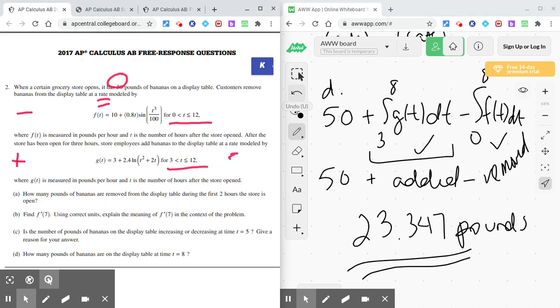Again, this is a classic sort of opposing rates type of problem where they gave these both in a rule or a function form, and they have one rate of change where something's being added and one where something's being taken away, and then ask you to compare them.